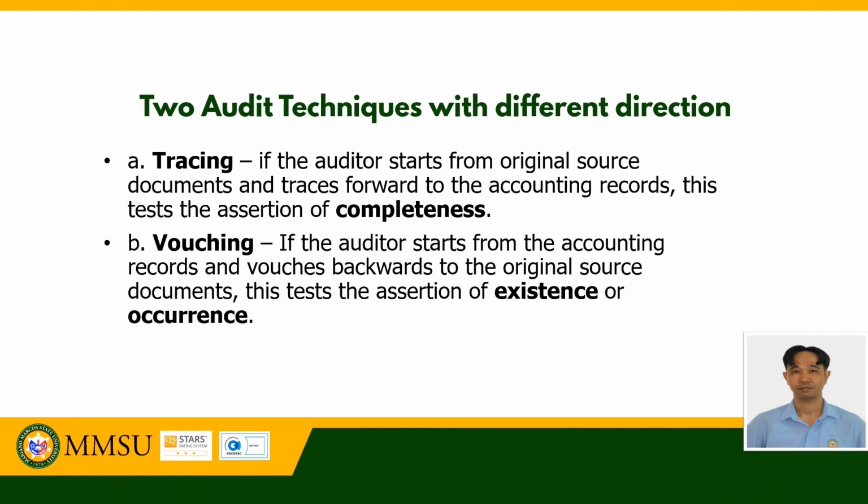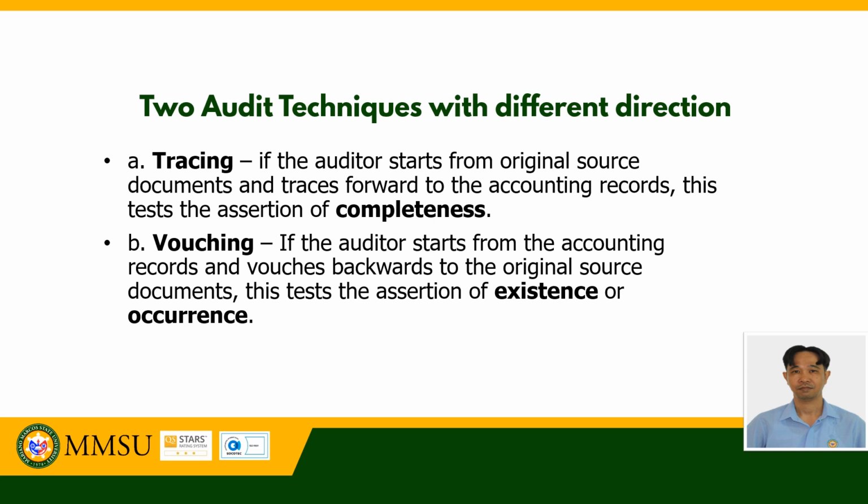Another very important thing that you need to remember are these two audit techniques with different direction, tracing and vouching. In tracing, this is the normal flow of events. So the auditor starts with the original documents and traces forward to the accounting records. This will test the assertion of completeness. So, halimbawa, 5 source documents, tignan mo kung lahat ng 5 yan ay pumapasok. So, forward ka, di ba? From this 5, tignan mo sa accounting record, ilan ang pumasok. Kung 4 lang, incomplete. 5, complete.